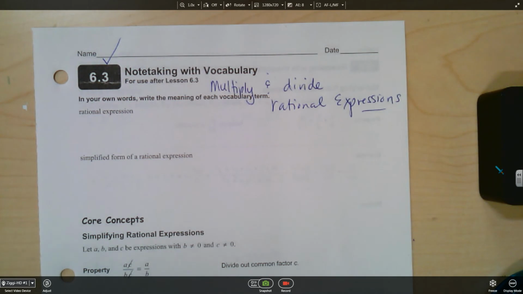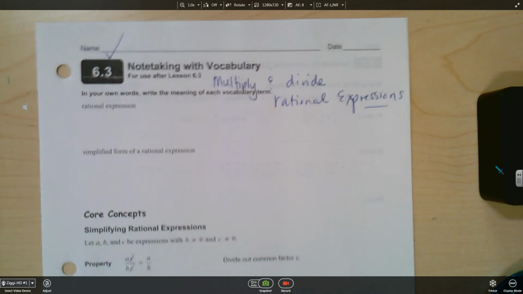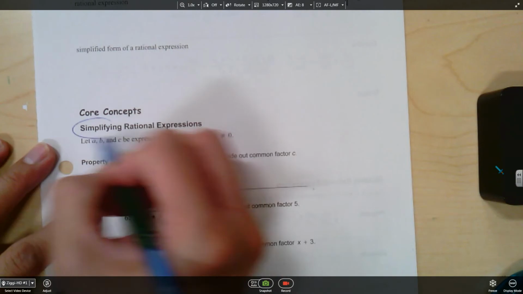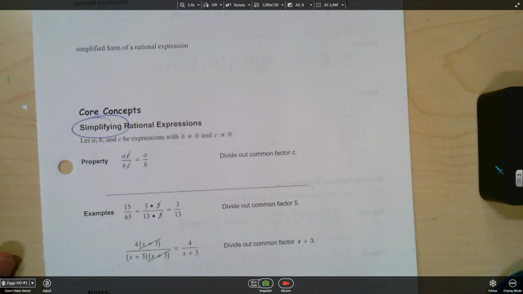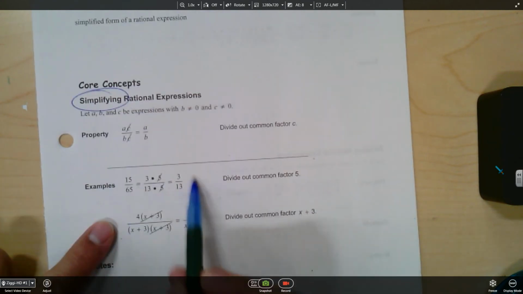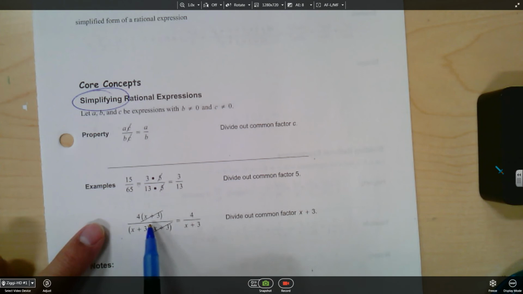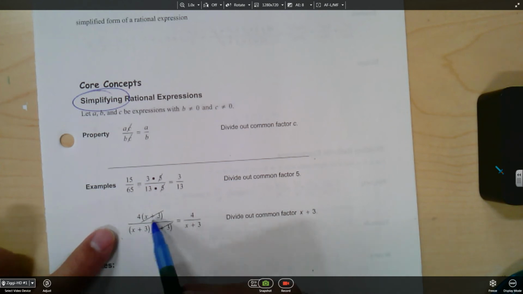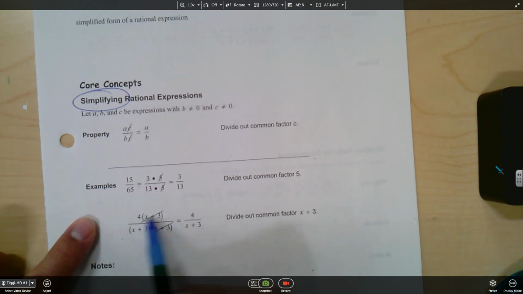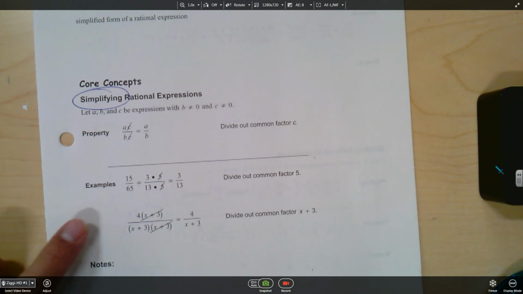And they actually wrote down a few things that we can do first. So before you go to multiply your rational expression, you want to simplify your rational expressions. Here's an example of numbers, and here's an example of a rational expression. A rational expression is just when you have a polynomial up there and a polynomial down here.